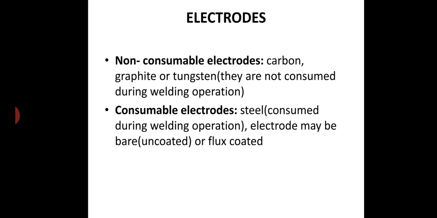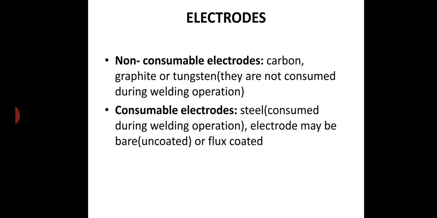Normally the types of electrodes used in arc welding are non-consumable electrodes and consumable electrodes. Non-consumable electrodes are carbon, graphite, or tungsten, normally used in TIG welding. Consumable electrodes are normally used for steel or iron welding operations. They are consumed during the welding operation, and your electrode can be coated or flux coated.